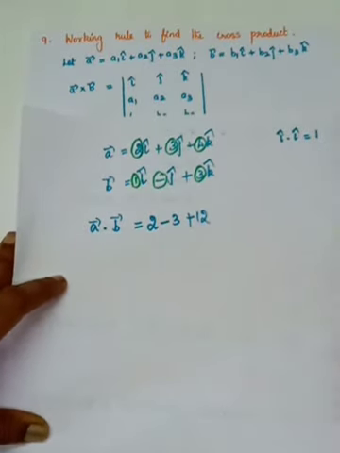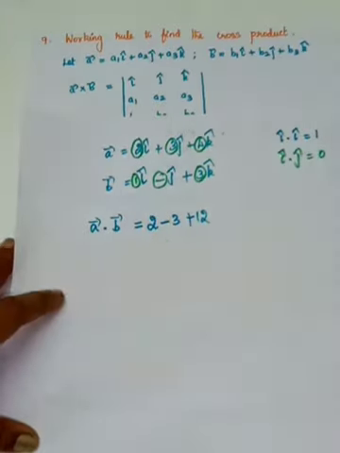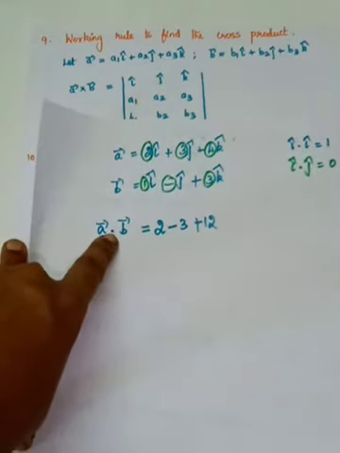Because of this result, i dot i, j dot j and k dot k are equal to 1. The other results are 0. i cap dot j cap is equal to 0. So that's why we multiply the same components and then add for the dot product.